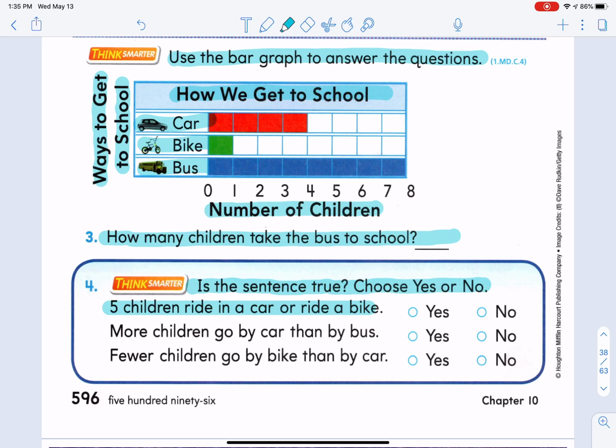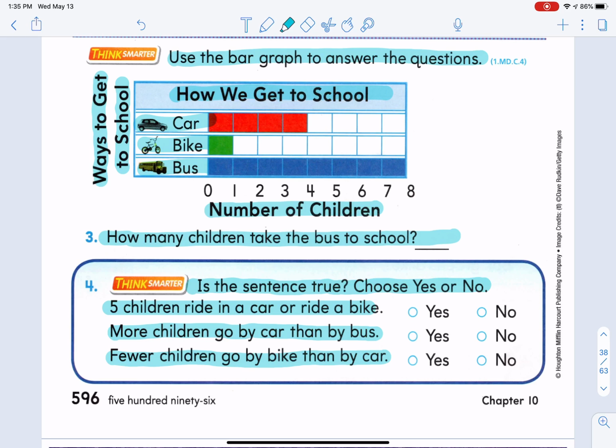The next one reads, more children go by car than by bus. So you have to compare the number of children that go by car to the number that go by bus. And the last one says, fewer children go by bike than car. Is that true or false? Compare the number of children by bike and by car. All of these are tricky.